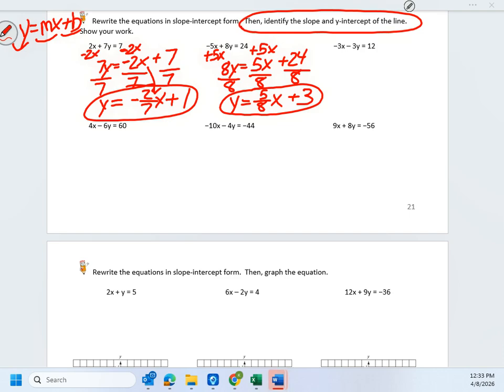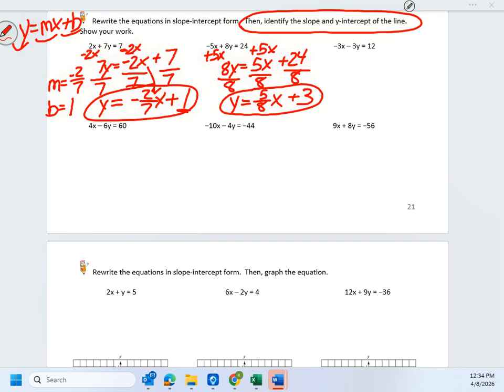So let's look back at this first one. Slope is the m. What is my slope, Finley? Negative 2/7. The y-intercept is the b. What's my y-intercept, Elliot? 0, 1. Yep, and at this point we can just write that 1. So make sure you have your slope and your y-intercept written, m and b.